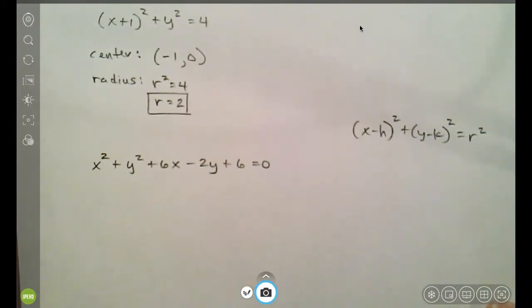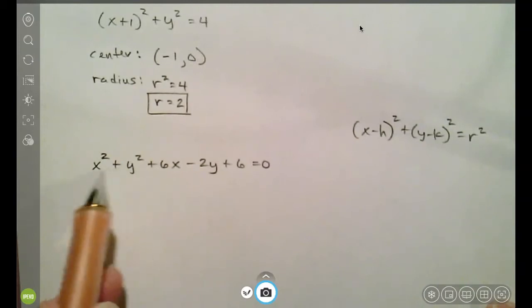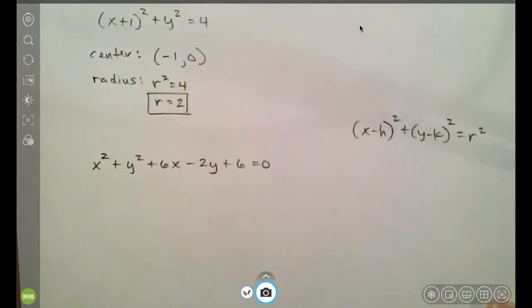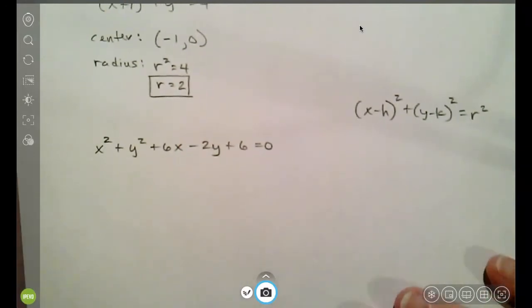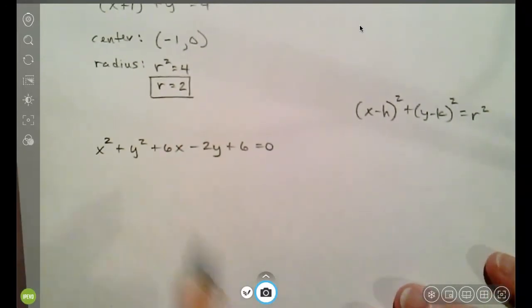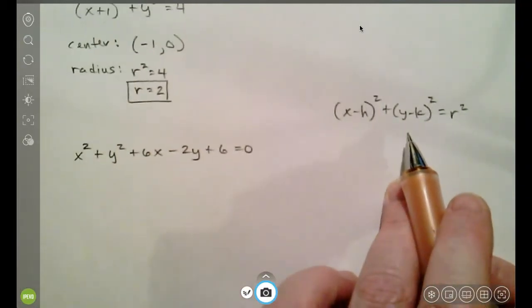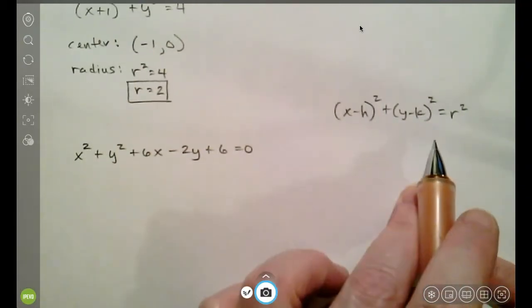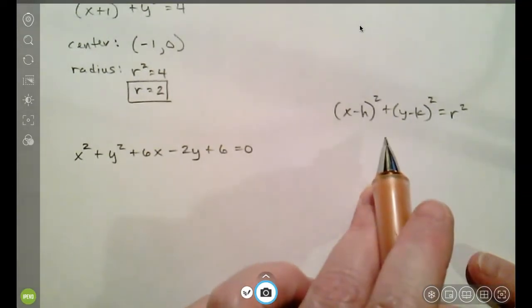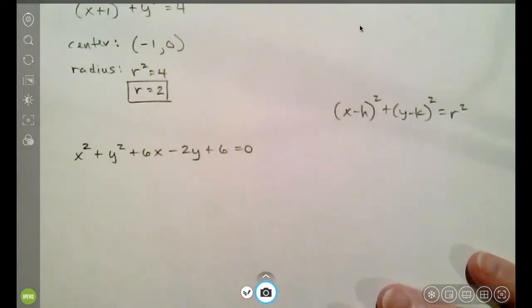I know this is an equation of a circle. I can recognize it right off the bat from that x squared, y squared, at least for right now. We'll talk a little bit later about other equations that have x squareds and y squareds in them that actually aren't circles. So this is sort of an expanded form of this form of the equation right here. So we want to take this and we want to make it look like this, because once we get it here, it's pretty easy to just pick out the center and the radius.